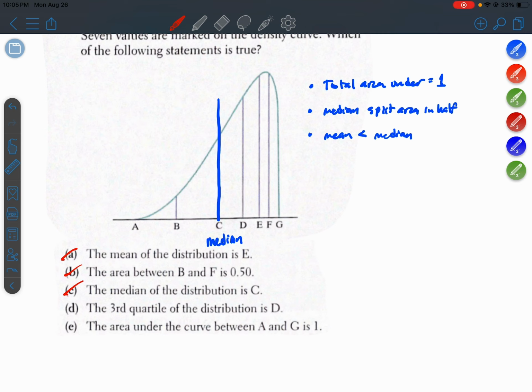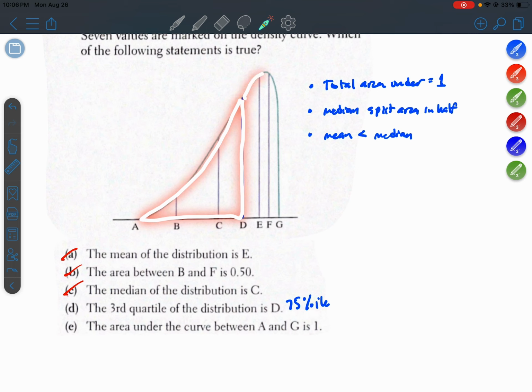D, the third quartile of the distribution is D. The third quartile is also the 75th percentile. So that would be saying 75% of the area is to the left of D. Is that 75%? No. Again, if I had to guess, I would say D is the median. I think that's the 50th percentile right there at D. I don't like that answer choice.